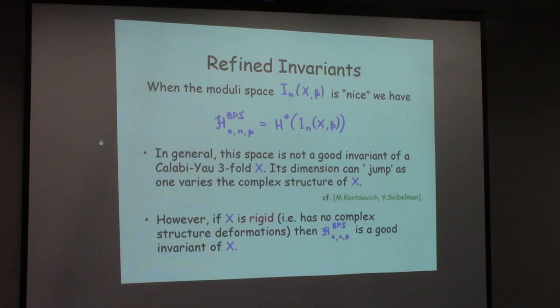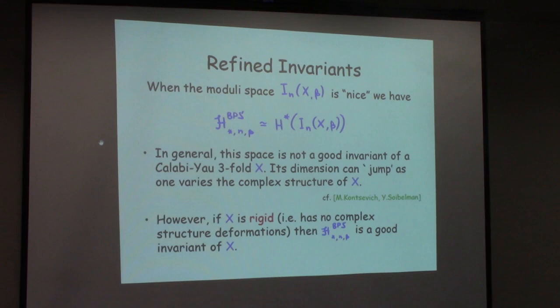And one piece of the information in this table is refinement, which in the case of closed invariants that I'm reviewing right now, involves basically studying cohomology of that moduli space that we introduced of ideal sheaves, or in physics language, this is the space of BPS states. Of course, in a more general situation, this is not a good invariant. It's not an invariant of anything.